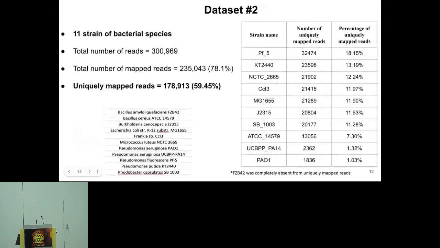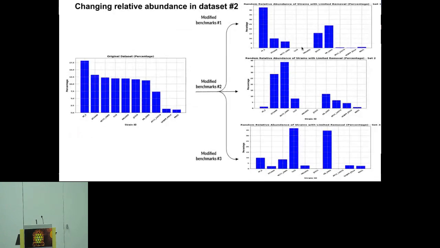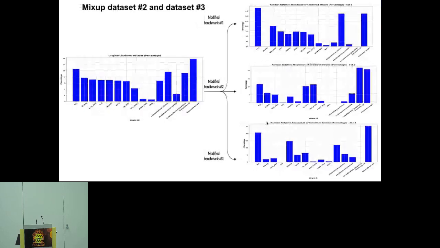Then in data set 2, there were 11 strains of bacterial species, and we found approximately 59.45% uniquely mapped reads. As you can see, some of the species were completely removed, and this shows how exactly we changed the relative abundance in modified benchmarks 1, 2, and 3, right?